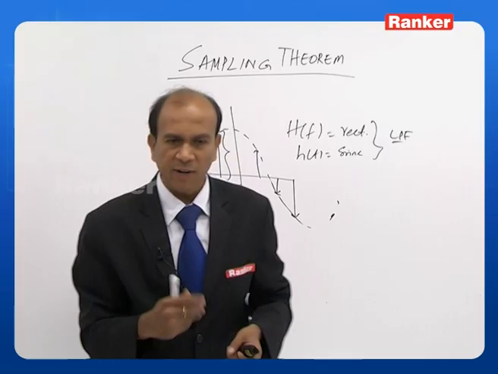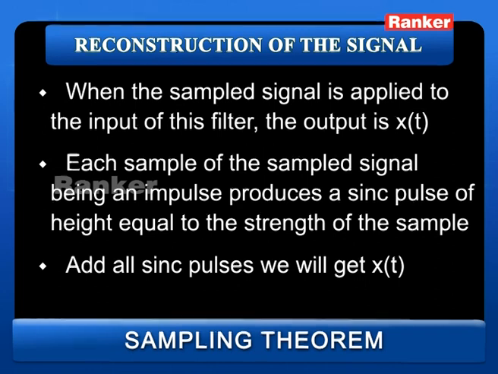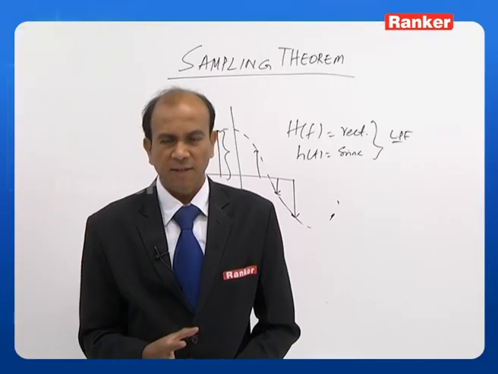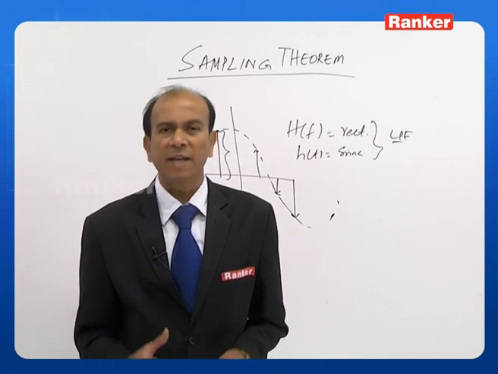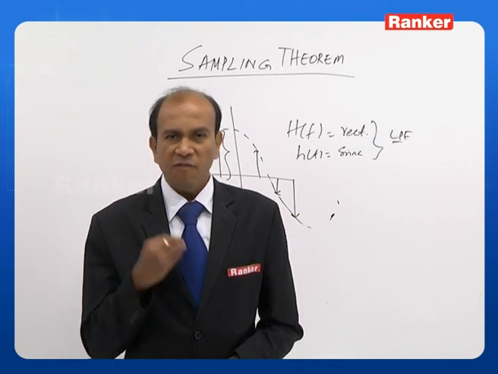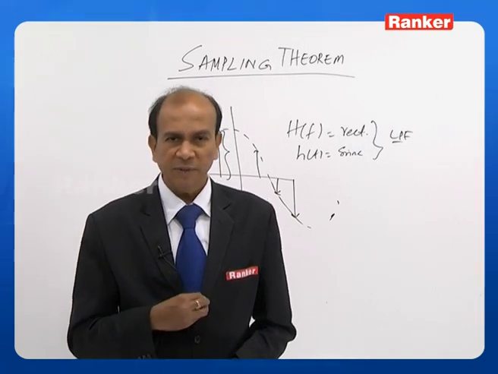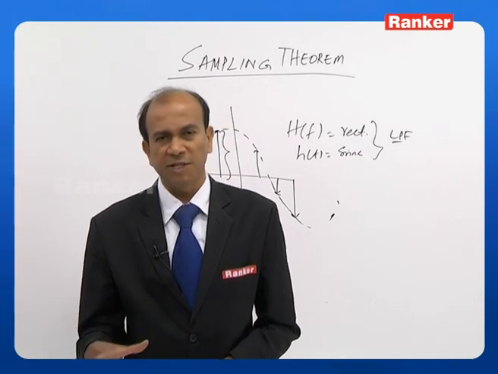So, I will read that again for clarity. Each sample of the sampled signal being an impulse produces a sinc pulse of height equal to the strength of the sample, and we add all the sinc pulses, then we will get the x of t. So, this is how we recover by using a process of recovery called interpolation. The basic operation of interpolation involves feeding the sampled signal to a low pass filter whose cutoff frequency is equal to the maximum frequency, then I will get the original signal back.